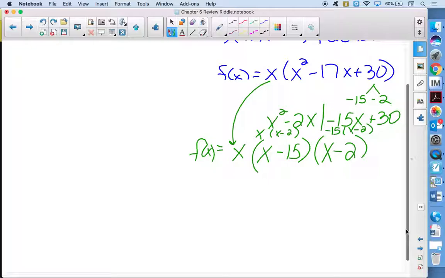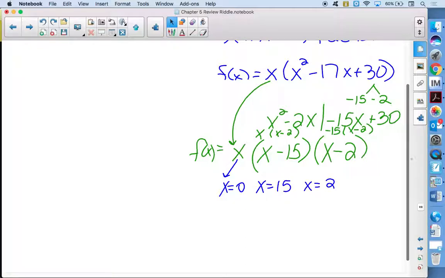3. The first x is 0. The second x is 15. The last x is 2. So if you look at the letter y, it should say 0, 2, and then 15. That's my mistake, I forgot the one with it. So it starts with a G and it ends with a Y. It must be geometry.